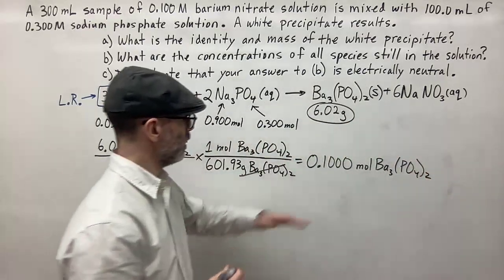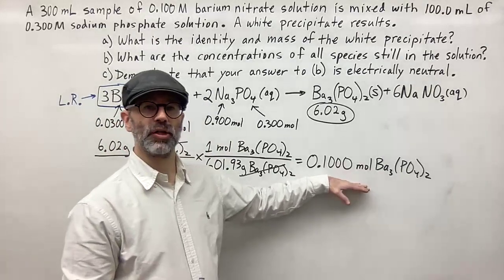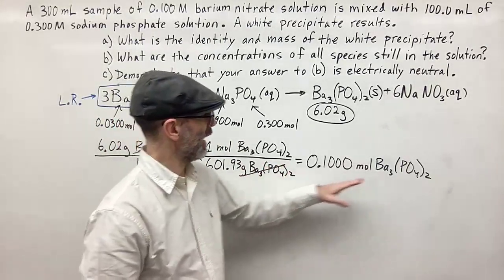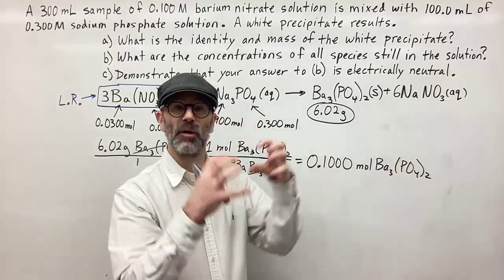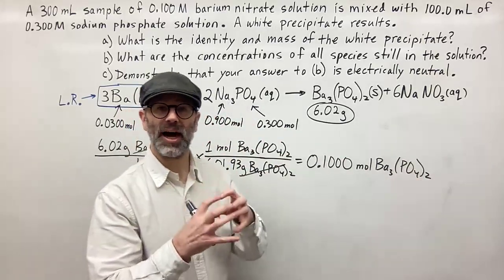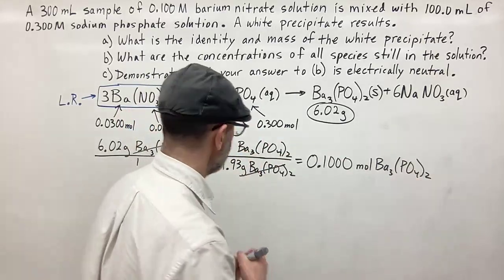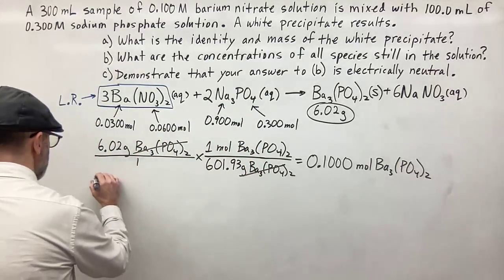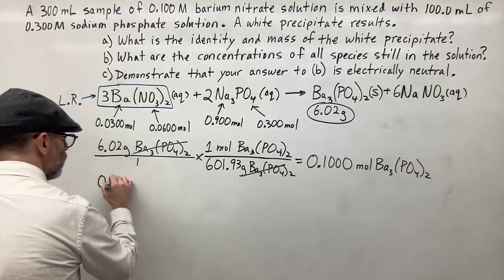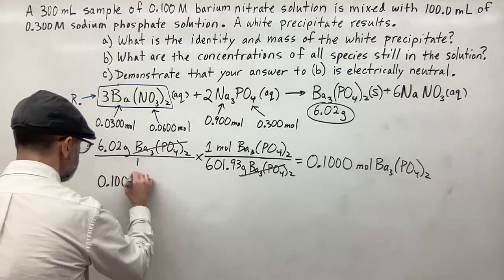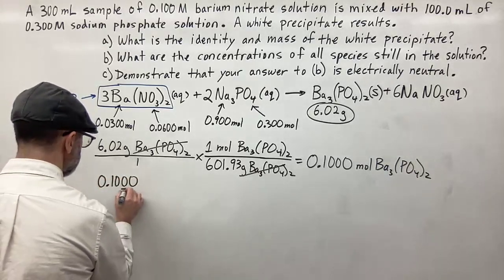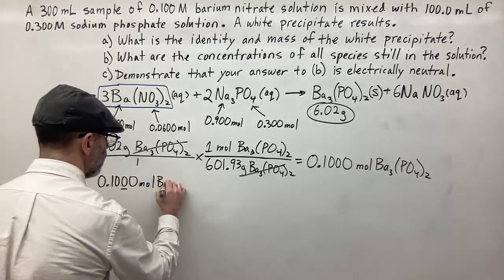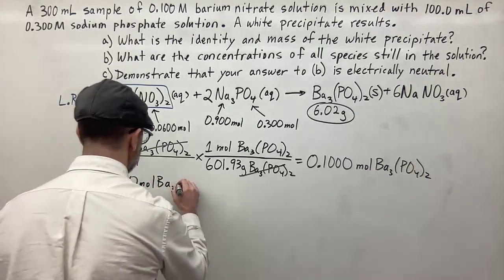Okay, now that I have the moles of barium phosphate, I can convert this to moles of the barium ions and the phosphate ions that ended up in the precipitate. So let's go ahead and do that. So here I have 0.1000 moles of the barium phosphate.